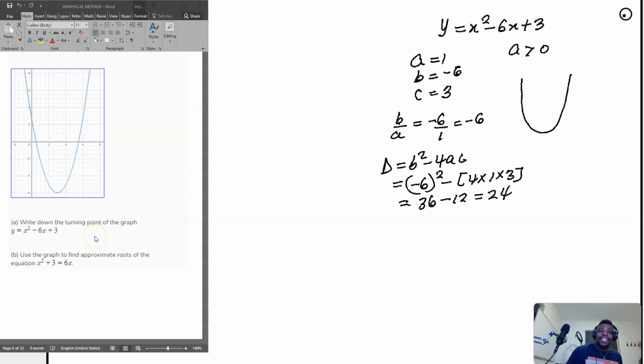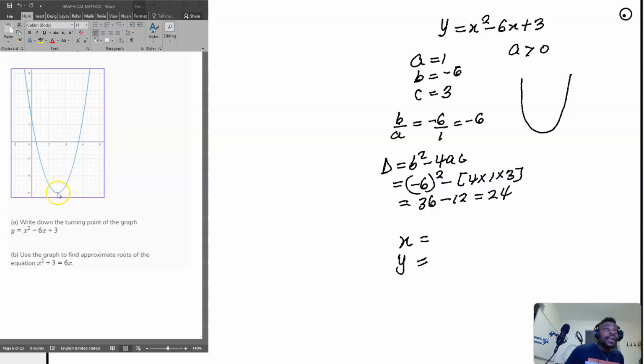The turning point is the point where your gradient changes sign. That means negative gradient changes into positive gradient. If you look at this curve here, down to this point, that is a negative gradient. Then from this point up, that is a positive gradient. So the gradient has changed from negative to positive at this point. So at this point, what is the value of x and y? That is what they're asking you.